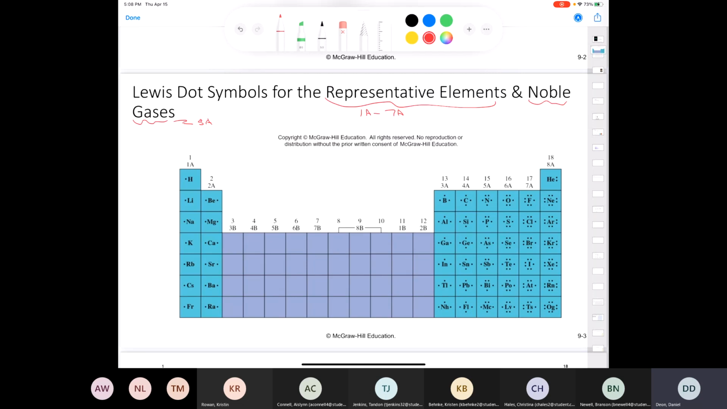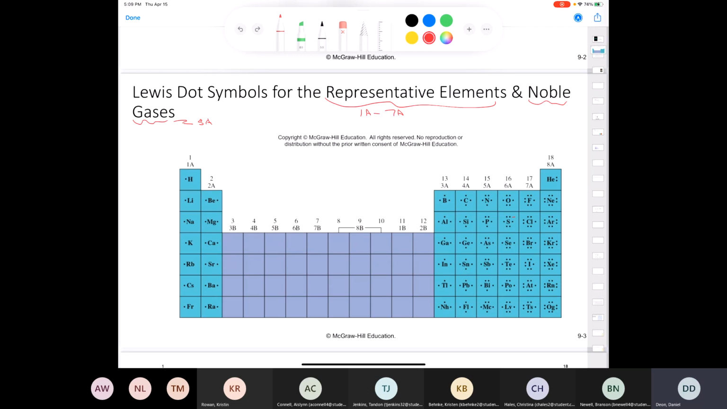Well, you can probably connect the dots, no pun intended, that the number of dots surrounding each one of these atoms is the same as the group number, right? If we were to take a look, for example, at nitrogen: nitrogen is in group 5A. You can see that it is surrounded by 5 dots. If you look at sulfur, you can see it's surrounded by 6 dots. It's in group 6A. So these Lewis dot symbols simply represent the number of valence electrons around each element. Now, we use these as a way to keep track of valence electrons.